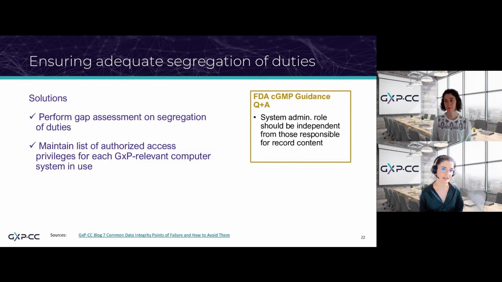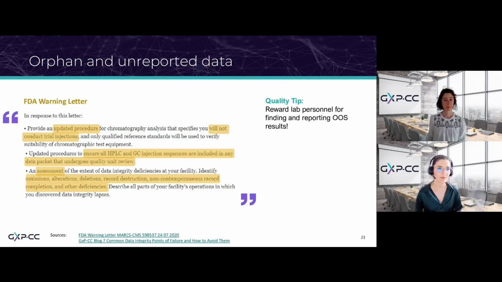As I said, FDA guidance is really clear when it comes to adequate segregation of duties. So one of the solutions could be to perform a gap assessment on segregation of duties, again involving a big team, so involving QA and IT experts. Perhaps this could be done during the periodic review, or ideally, to avoid such a situation, during the implementation of a system, to already do this exercise with QA and IT experts in order to have a maintained list of authorized access privileges for each of your GxP relevant computer systems in use. And I believe now we move on with you, Katie.